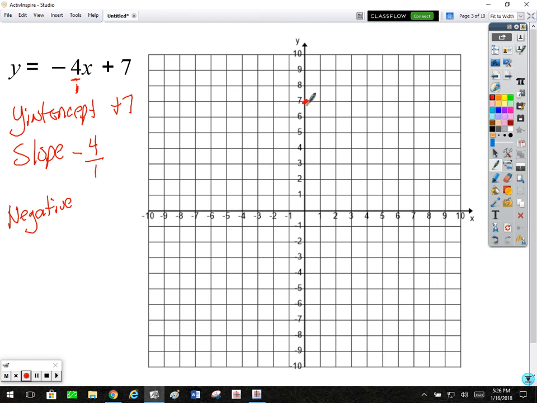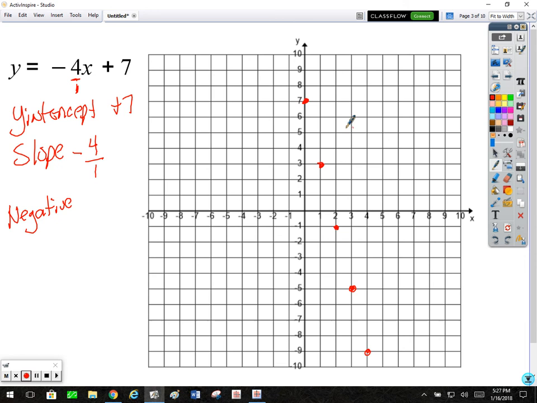We'll start out with a +7. We're going to go up 4 and left 1. Well, I can't go up 4, left 1, so we've got to go the other way. So let's go backwards: 1, 2, 3, 4, and go right 1. Let's keep going: 1, 2, 3, 4, right 1. And if I look as I keep going, my line is going downhill.